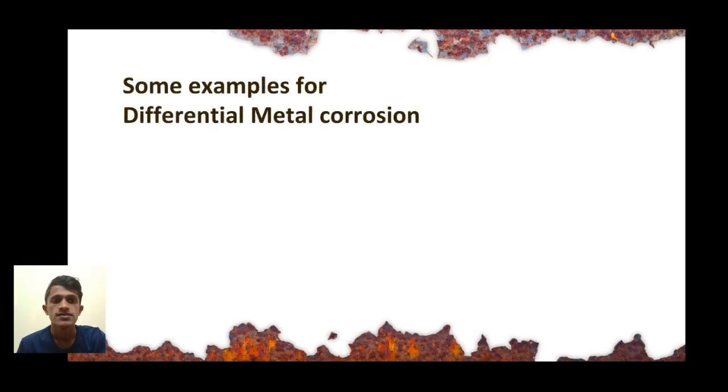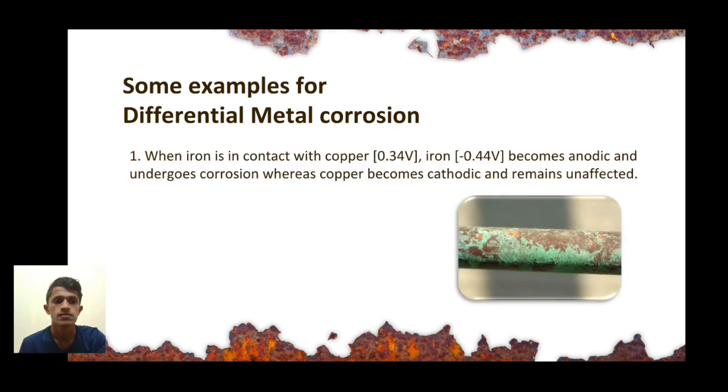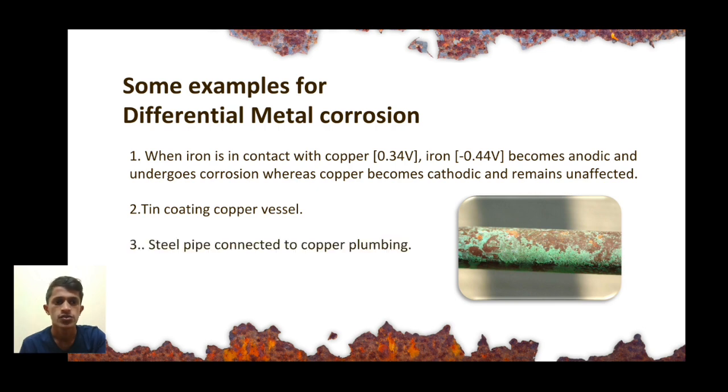Now, let us see some examples for differential metal corrosion. First, when iron is in contact with copper of 0.34 volt EMF, iron of minus 0.44 volt EMF becomes anodic and undergoes corrosion, whereas copper becomes cathodic and remains unaffected. Second, tin coating on copper vessels. Third, steel pipe connected to a copper plumbing. Fourth, bolt and nut made up of different metals.